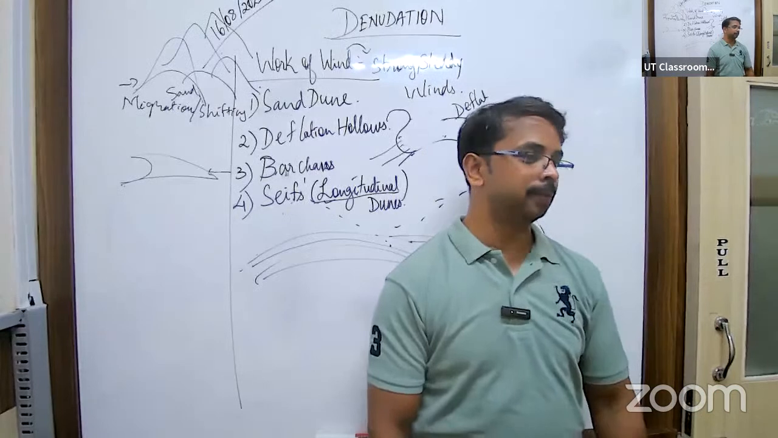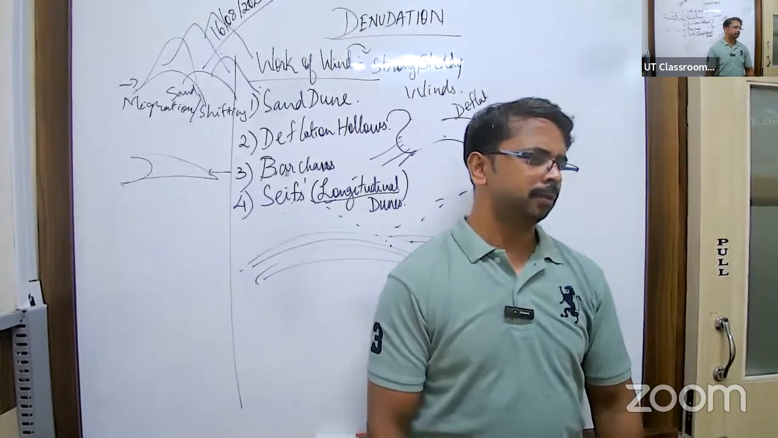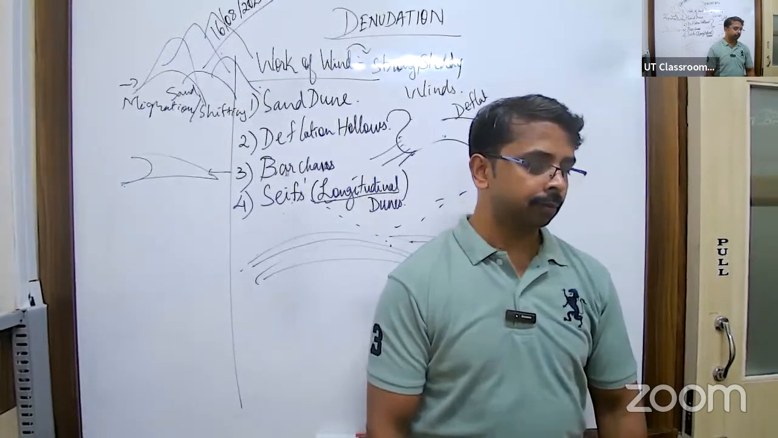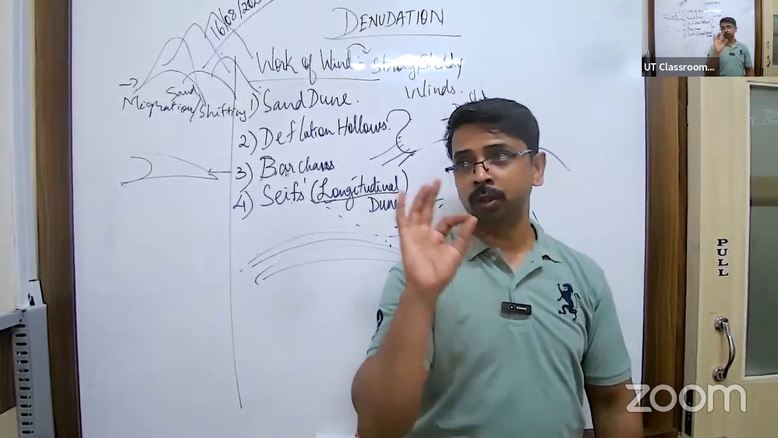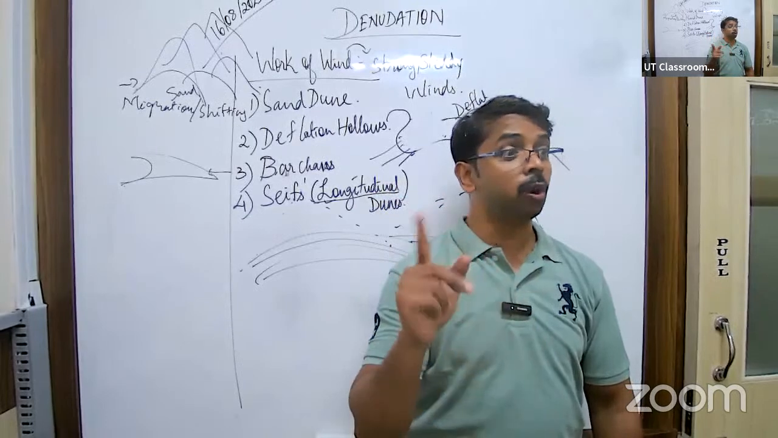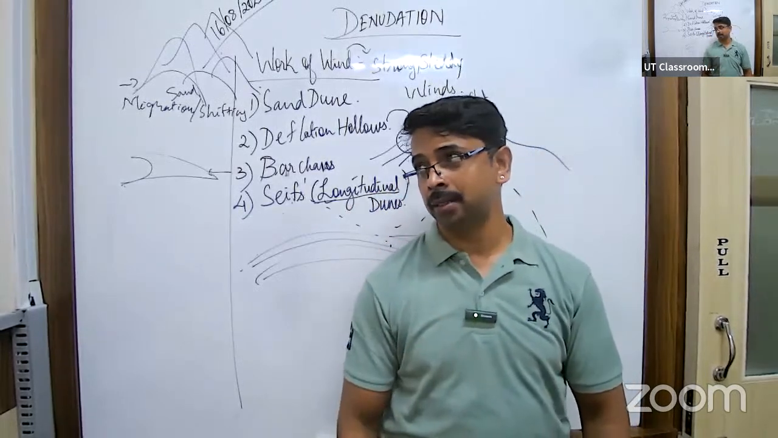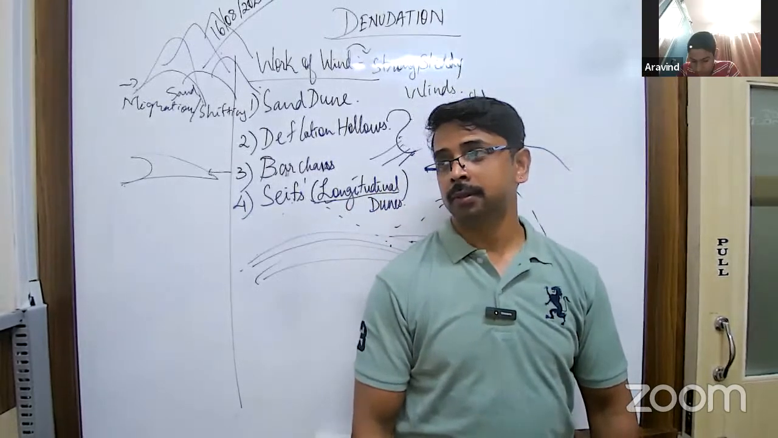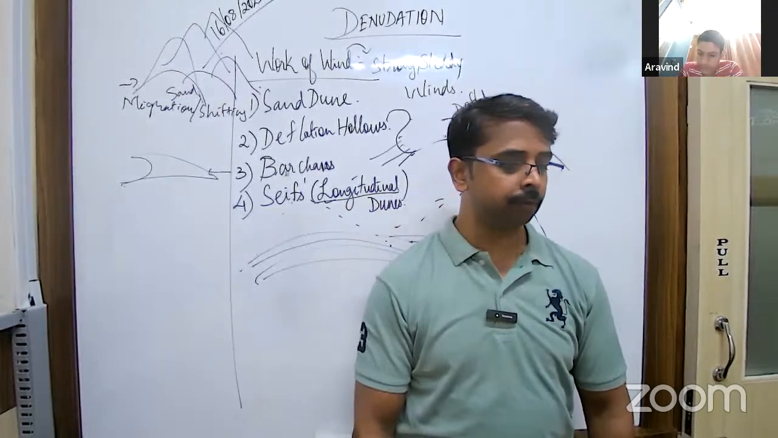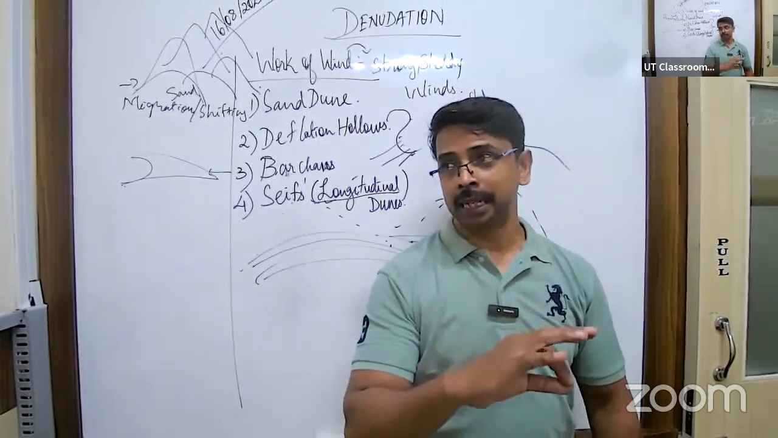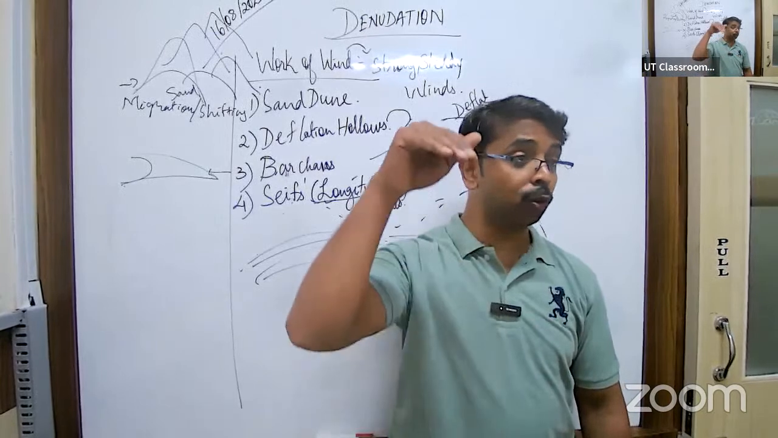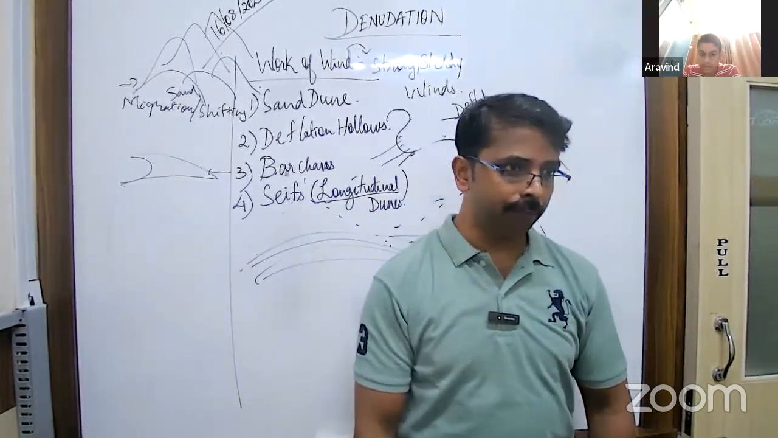Next person. What you have to underline? Depression called deflation hollows. And Arvind, last sentence. The Katara depression of the Sahara Desert, which lies almost 450 feet below the sea level, is a good example of deflation. Only underline Katara and underline how much deep it is. 450. Is it very deep?